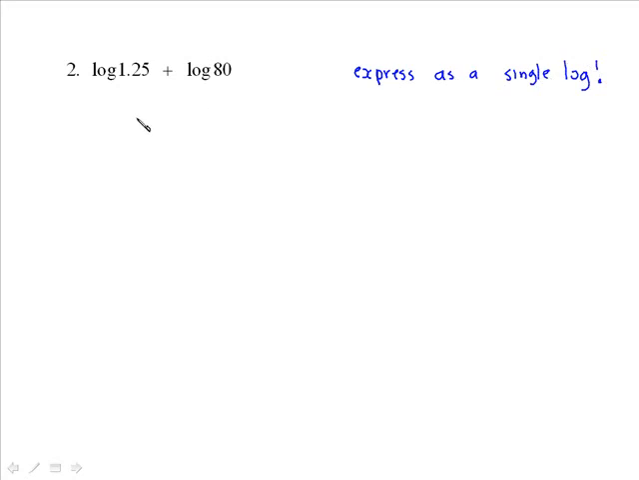Now on your calculator, you could actually work this one out because base 10 logarithms it will deal with. So if you just went the log of 1.25 plus the log of 80, you'd get the right answer. However, I'm going to stick to the properties, the product rule, which goes 1.25 times 80 base 10. 1.25 times 80 is 100. So the log of 100 base 10 is equal to 2.